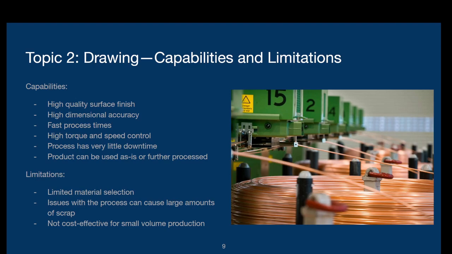To name a few of the capabilities, the drawing process produces high-quality surface finish and high dimensional accuracy. Also, it's very fast with high speed and torque control. The available material selection can be limiting though, and some amount of waste will be generated if something goes wrong due to the high speed of production. Also, drawing might not be the best manufacturing option at small scale, since drawing is most cost-effective at very large scales.